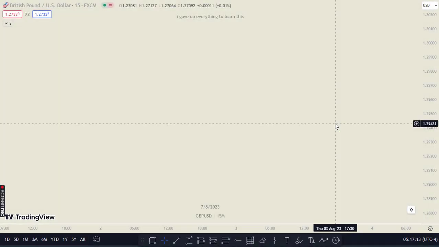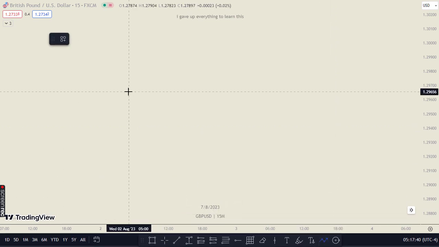Now, before we start, let me give you some context. My strategy consists of a displacement as a condition, and I believe that is the case for most ICT traders. A displacement is a condition to enter a trade. Now, for some of you who don't know what a displacement is, it is basically like this.